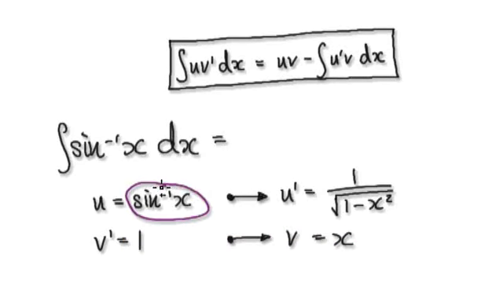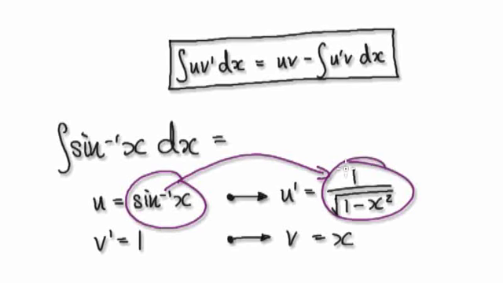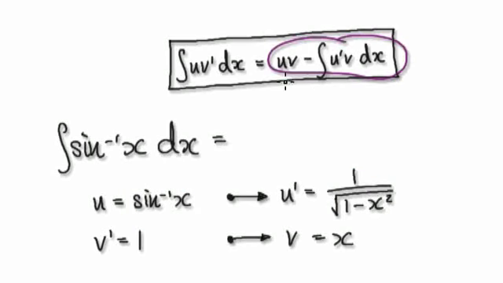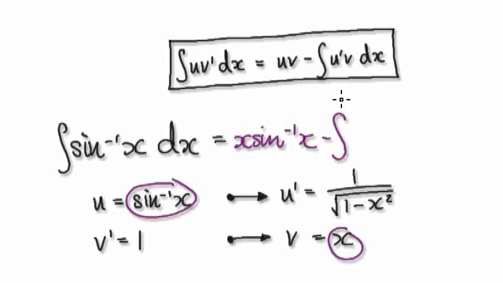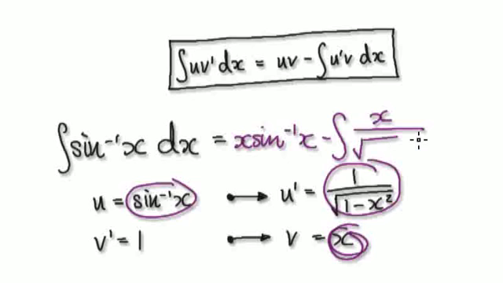If u equals arcsine of x, then u prime will equal this thing here. From here you would differentiate it to give you this. Now mindlessly follow this procedure. It's saying get u times v, so that would be x times inverse sine of x, and then minus the integral of u prime times v. So that will then give you this, x over root 1 minus x squared dx.